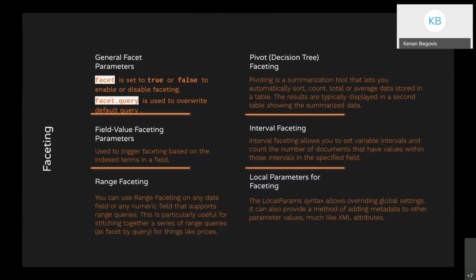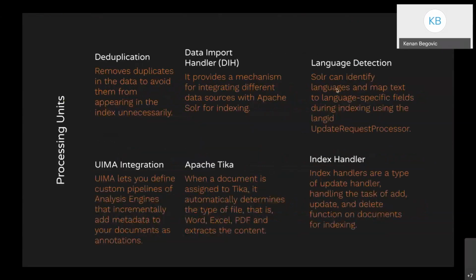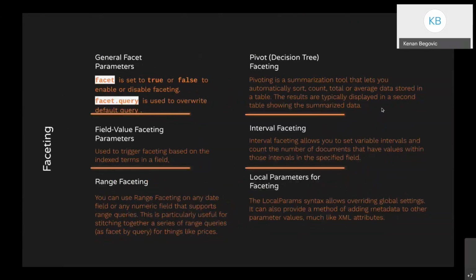Then we have interval faceting. So we can set variable intervals and count the number of documents that have values within those intervals in the specified field. And finally, we have something called local parameters for faceting. These are parameters that are passed. It's a syntax that allows overriding global settings that are passed in something called general parameters. We mentioned only two of those parameters, facet and facet query.